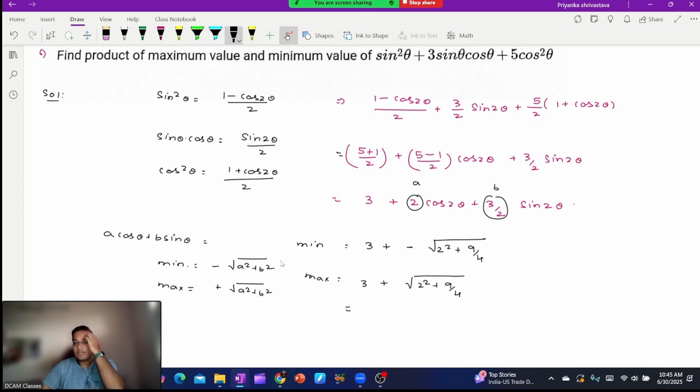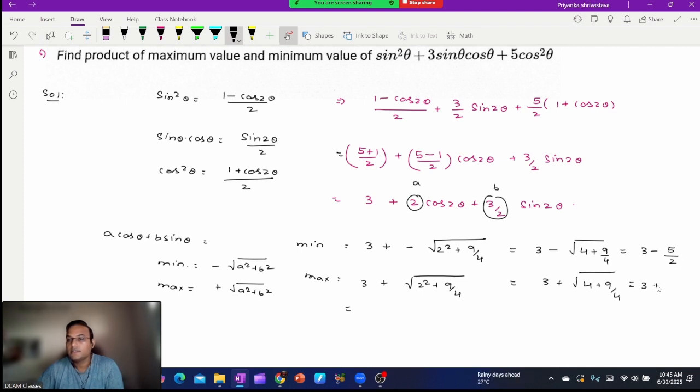I'm squaring it, that's all. 3 by 2 whole square is 9 by 4. If you want, I can write. No point. 4 plus 9 by 4. Here it is 3 plus 9 by 4. Go to the max here: 3 minus 5 by 2. It will be 3 plus 5 by 2.